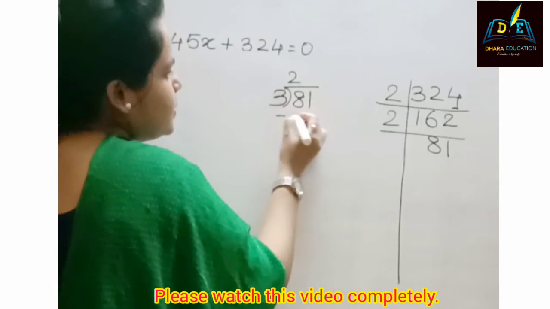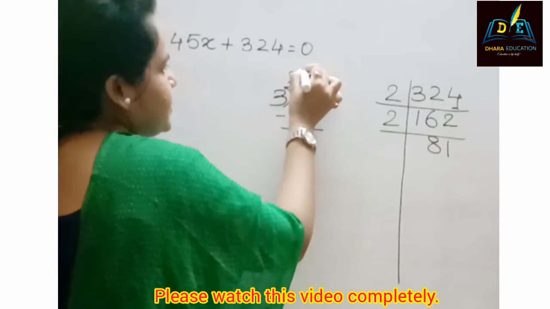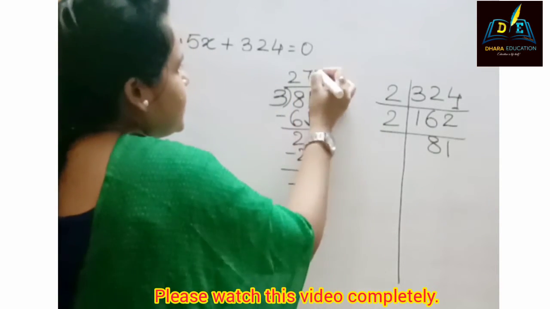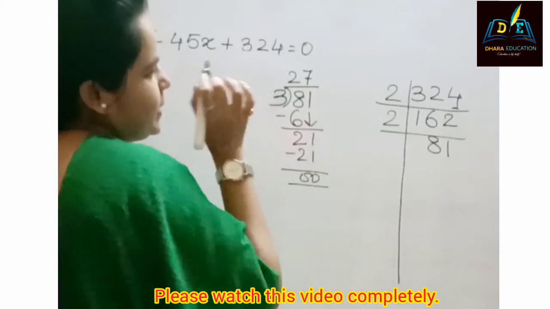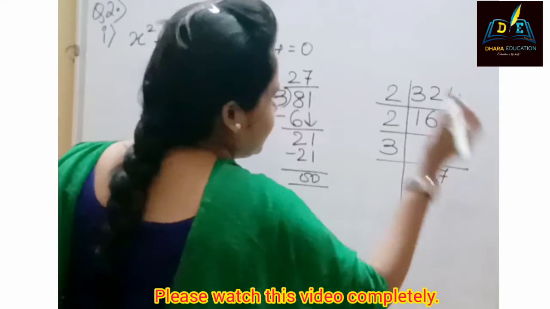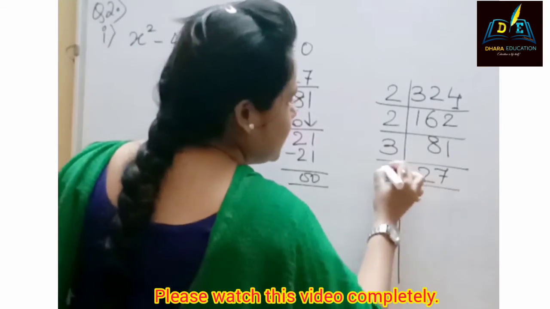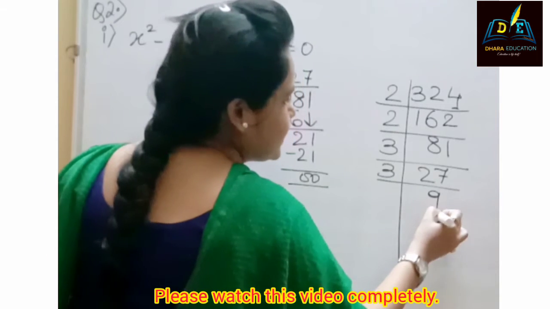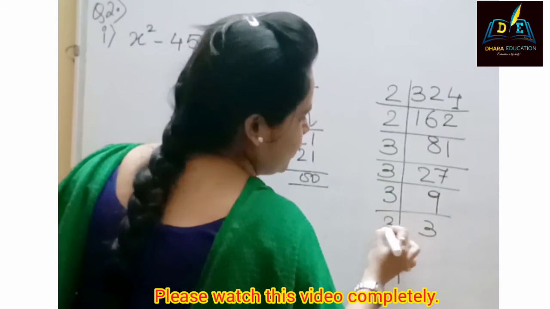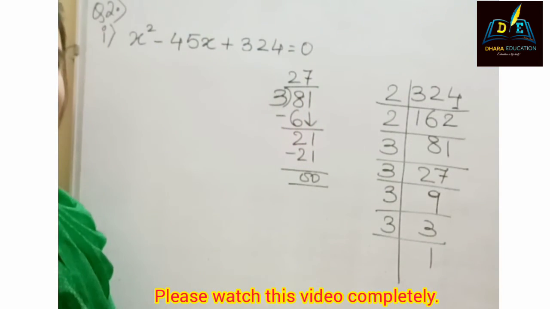3 twos are 6, 2 carry 1. 3 sevens are 21. So the answer is what? 27. So we will write here 327. Now it is very easy to calculate. That is, 3 9s are 27, 3 3s are 9, and 3 1s are 3. Am I clear on this point to everyone?